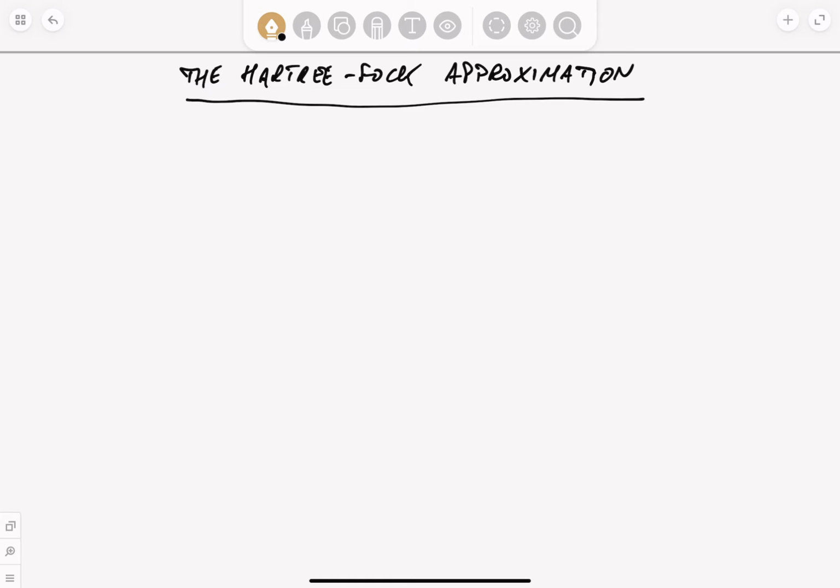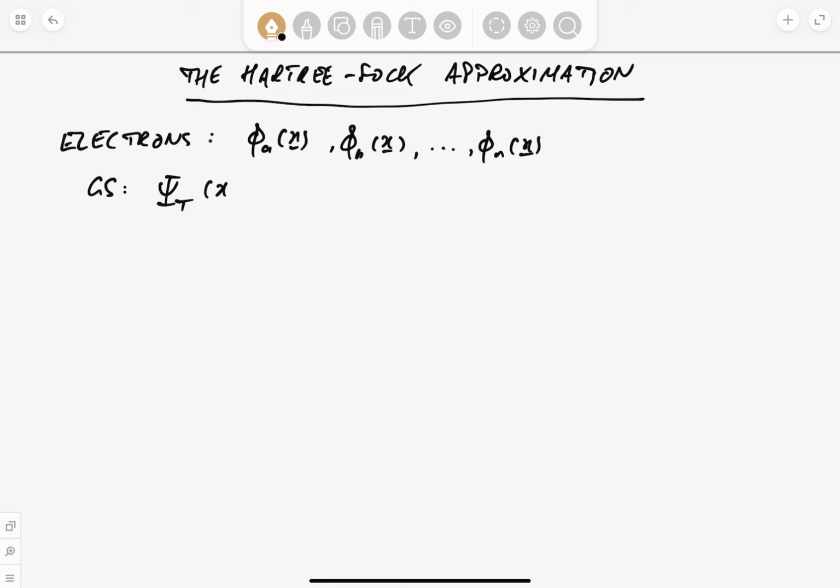So we're going to start by assuming that we have electrons in a set of single particle states, which we'll label as before phi A of x, phi B of x, all the way up to phi n of x. And you should note and remember that x is a composite spin position variable. As before, the ground state can be written capital psi, with a capital T on it, meaning it's a trial. Remember in the last video we discussed the variational principle, and so this is a trial wave function which we're going to vary.